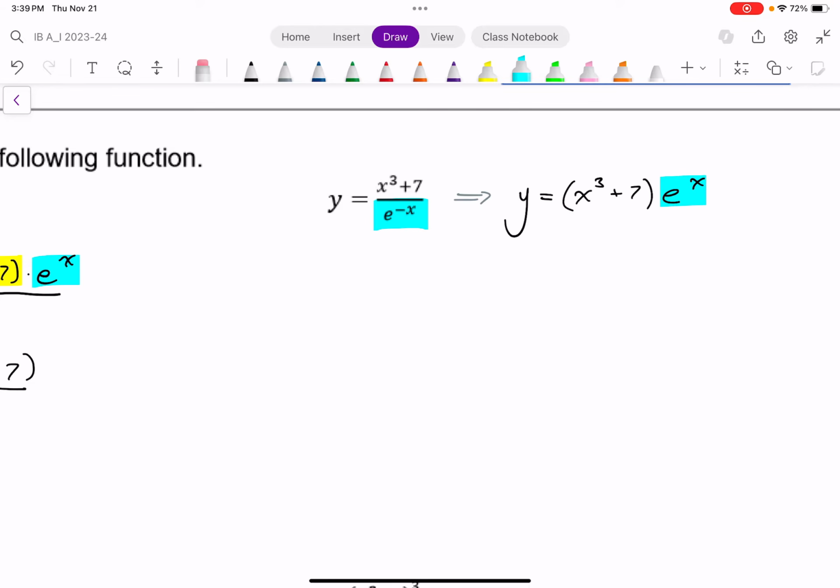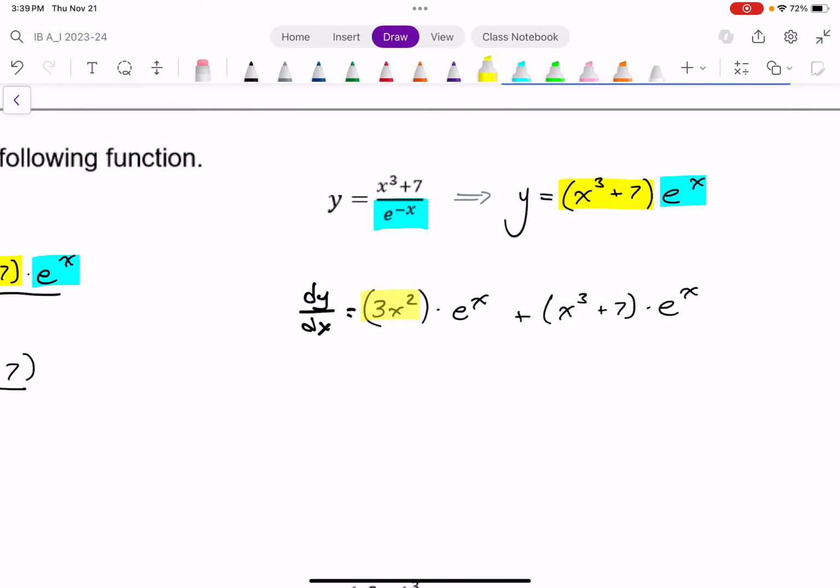In fact, I'll use the product rule instead, which is a little bit cleaner. Anytime you have a product of two functions, the derivative is the derivative of, in this case, whatever comes first, although the order won't really matter. So the derivative of x cubed plus 7 is 3x squared times the second function left alone, plus the other way around. So x cubed plus 7 times the derivative of e to the power of x, which is the same thing.